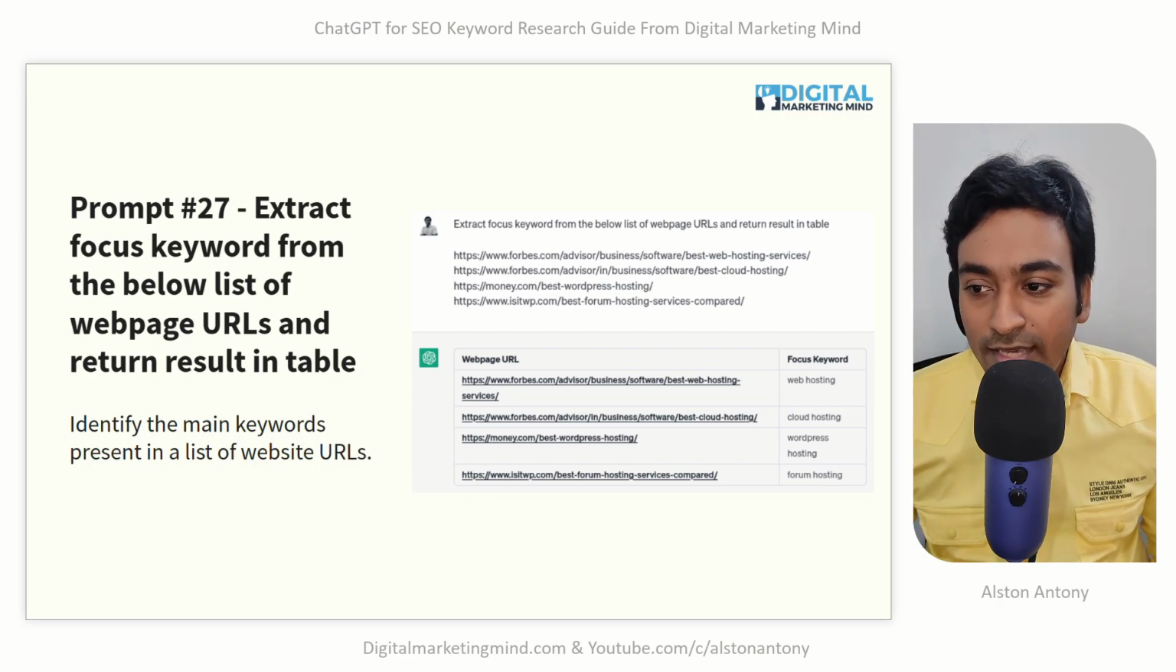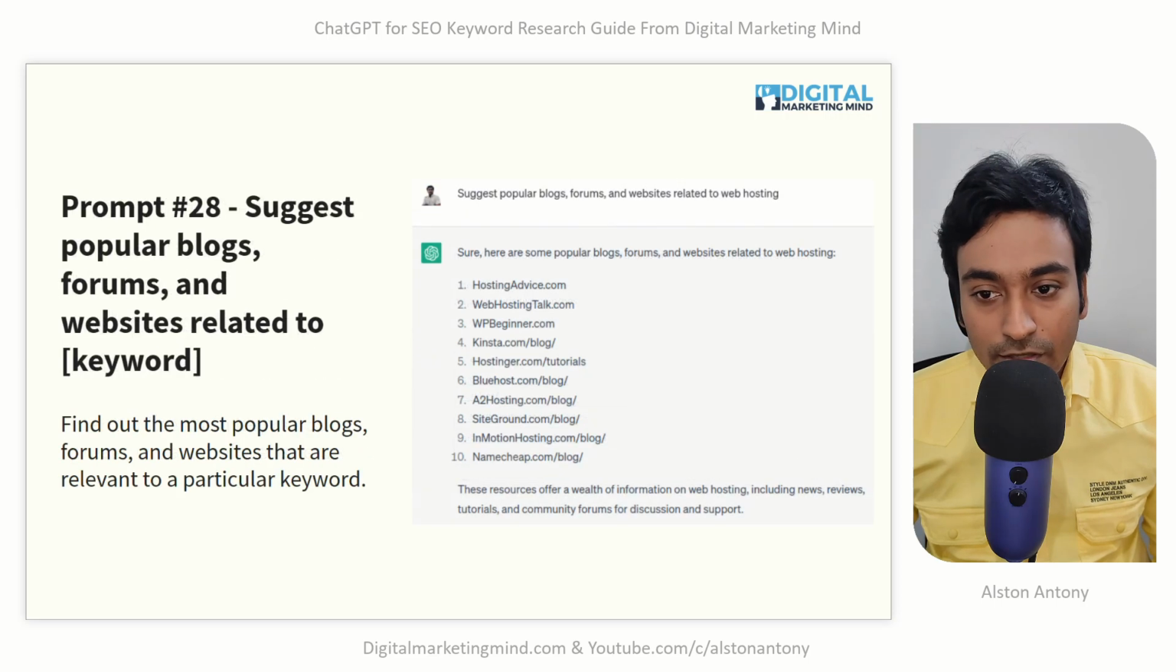You can see I have given a list of URLs, and based on the URL itself, it tries to come up with the focus keyword for me to use. These are some creative ways for ChatGPT keyword research.